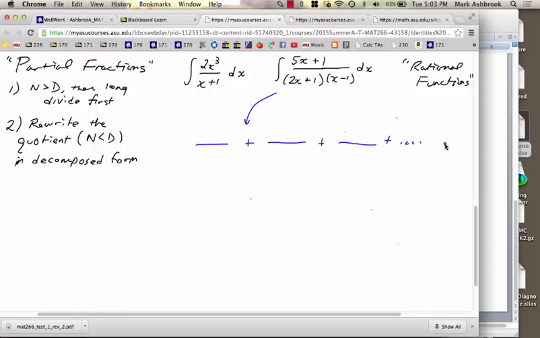What's one possible denominator that we would have had that when we added, we got 2x plus 1 times x minus 1 as the denominator? 2x plus 1, right? And what else? x minus 1. Any more? Nope. Just 2.